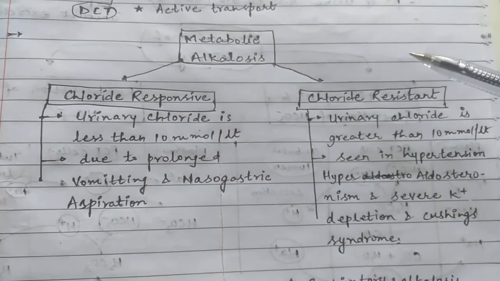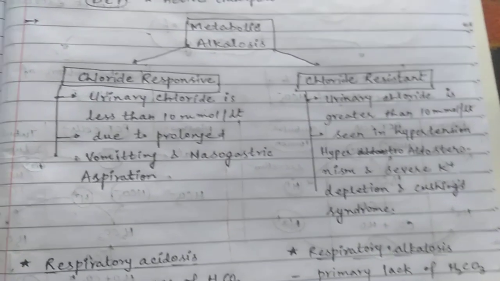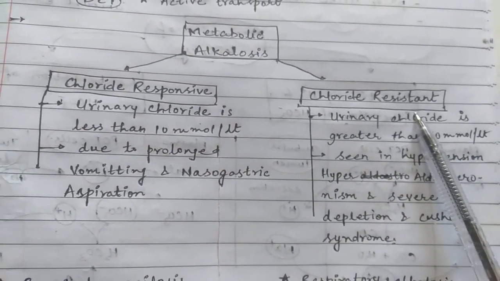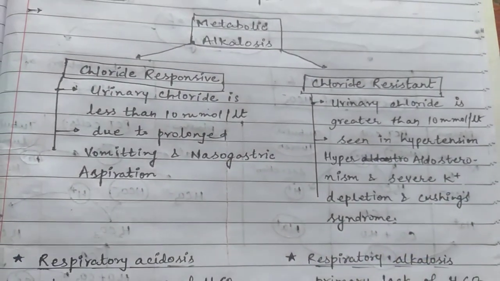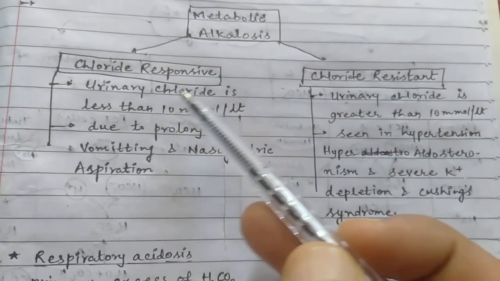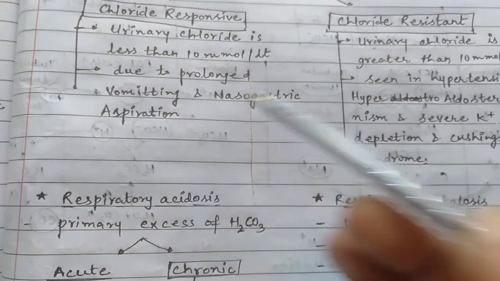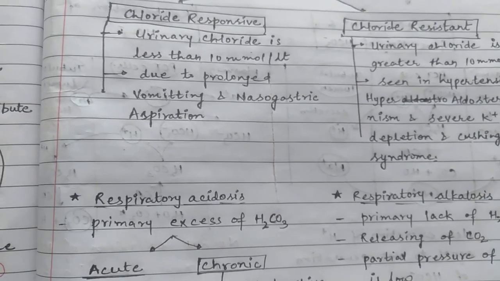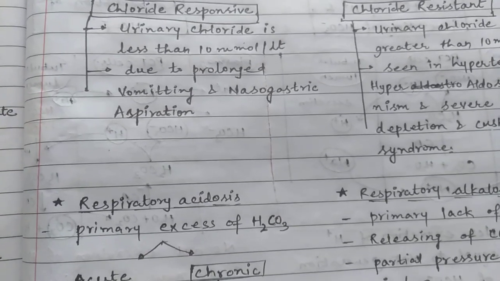There are two conditions in the metabolic alkalosis due to the chloride. So here number one is chloride responsive, another one is chloride resistant. In the condition of the chloride responsive, the amount of chlorine will always be less than 10 millimole per liter, and this occurs due to two things. Because of prolonged vomiting, means if the vomiting takes place for longer times, it causes the chloride responsive metabolic alkalosis.